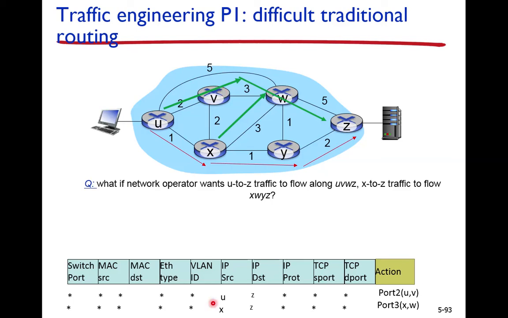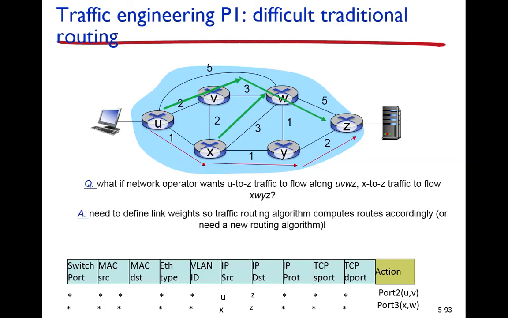But in SDN it is much easier. Why? Because in SDN we can say, for example, if the IP source is U and the IP destination is Z, then the data should be moved to port number 2, and it is done by the controller. So you only need to make changes in the controller. But in the per router architecture, if you want to achieve it, you have to change the weights of many routers. So it is very difficult.